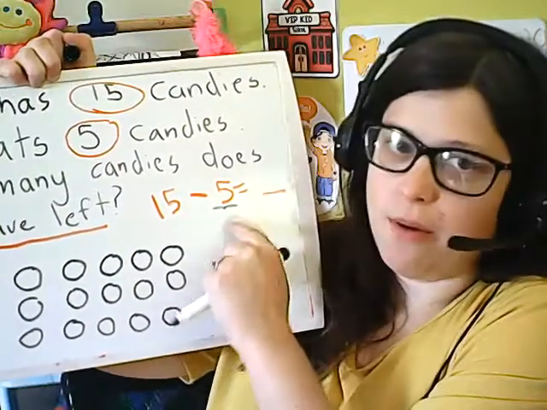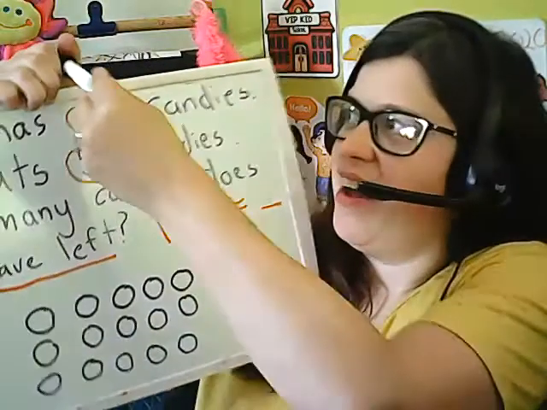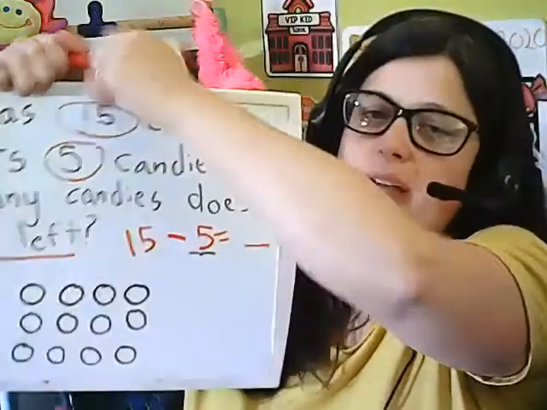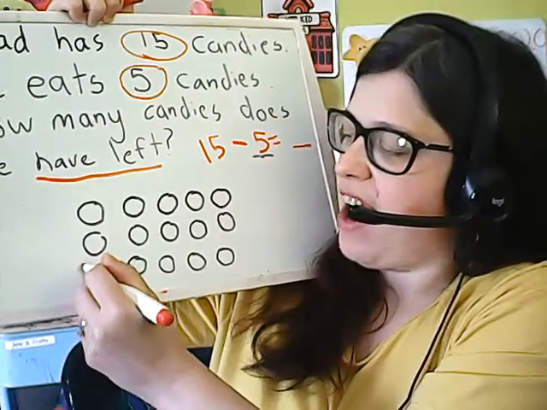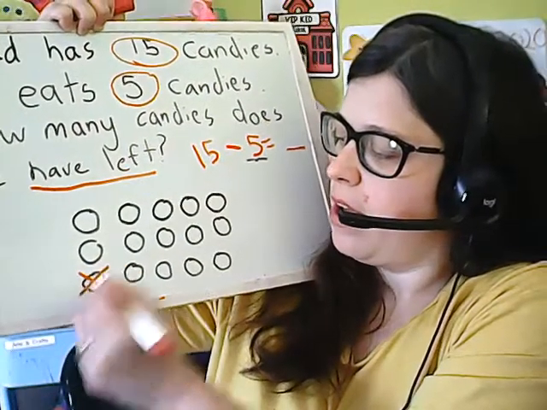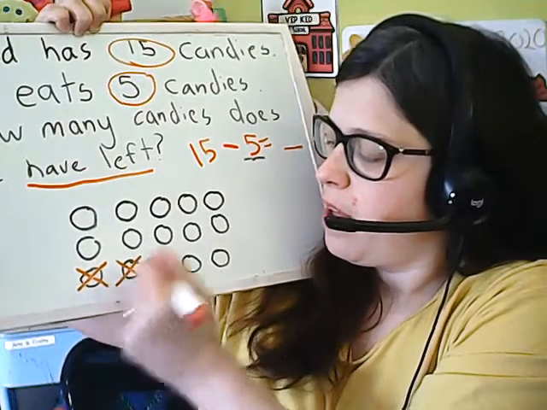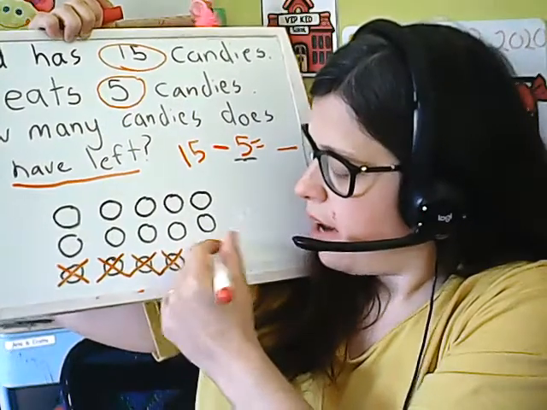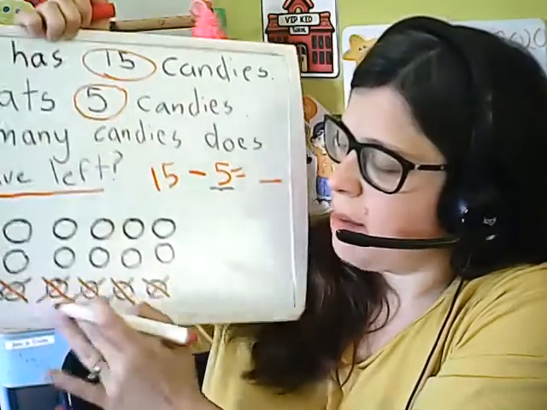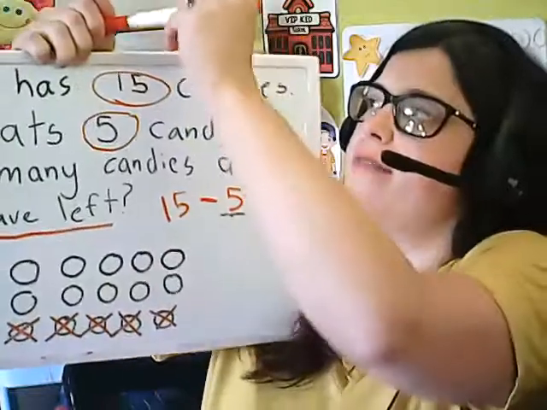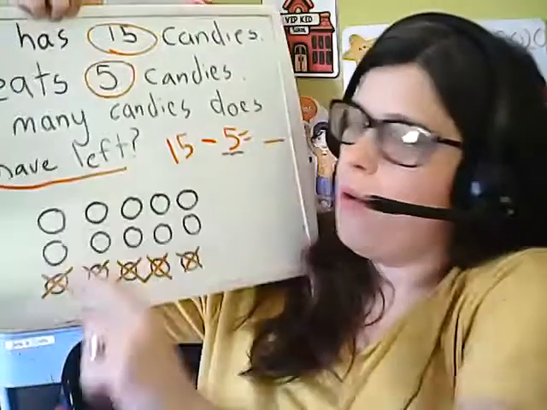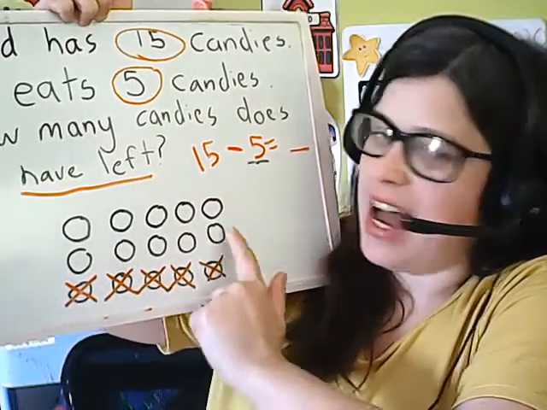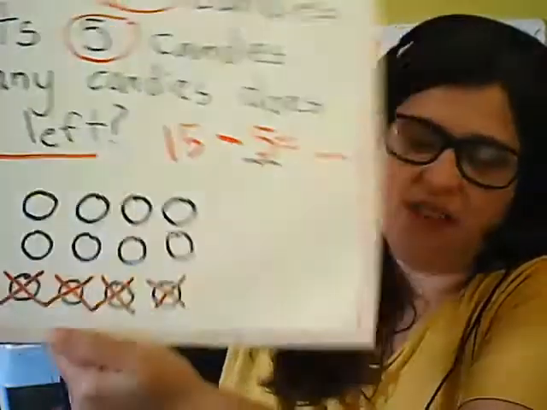How many am I taking away? 5. I am not going to erase them. I am simply going to put an X through 5. 1, 2, 3, 4, 5. So 15 minus 5. Let's count how many we have left. 1, 2, 3, 4, 5, 6, 7, 8, 9, 10. It looks like we have 10 left.